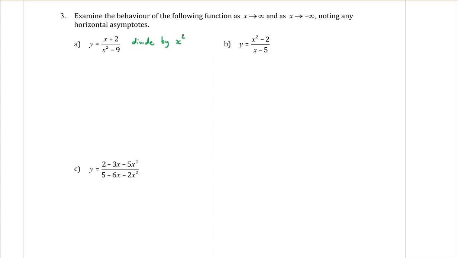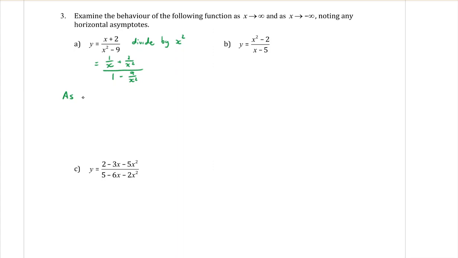Okay, so on the top, x divided by x squared would be 1 over x simplified. And 2 divided by x squared, unfortunately, doesn't simplify, so it's just 2 over x squared. On the bottom, x squared divided by x squared is 1, and minus 9 divided by x squared. So by doing that, we're ready to test for our asymptotes. Can you simplify the 9 over x squared to just 3 over x? No, you can't square root the 9.